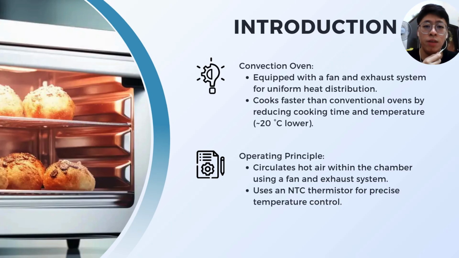The convection oven is designed with a fan and exhaust system to ensure uniform heat distribution, allowing it to cook food faster than conventional ovens by reducing cooking time and operating at approximately 20 degrees Celsius lower temperatures. The oven operates by circulating hot air within the chamber through the fan and exhaust system. It also incorporates an NTC thermistor to provide precise temperature control, ensuring consistent cooking performance.